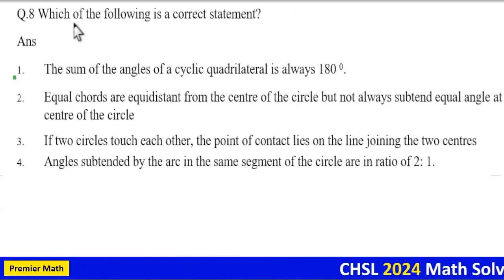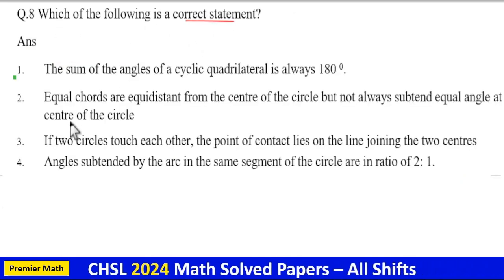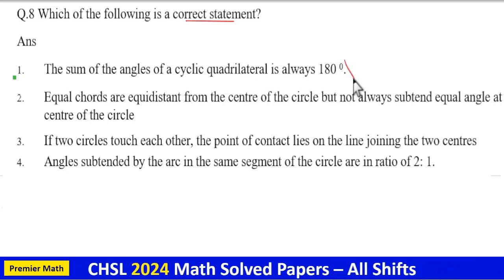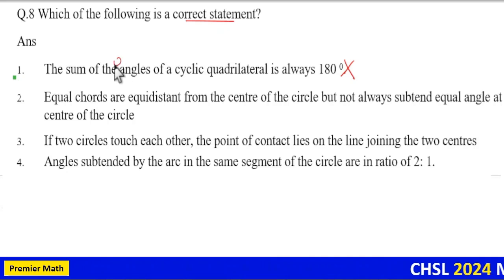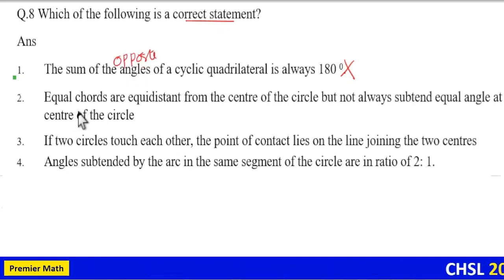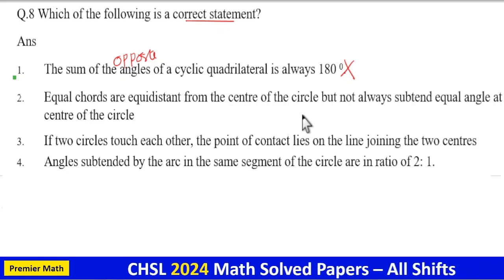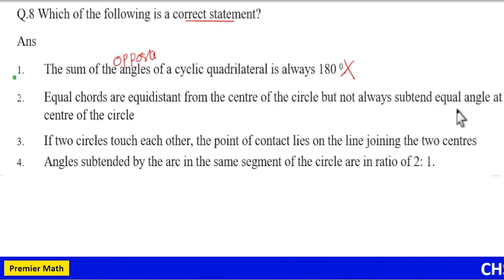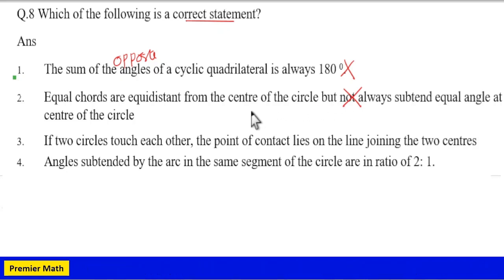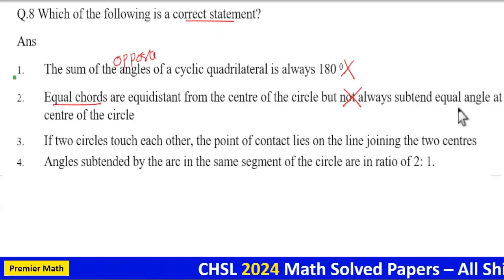Which of the following is a correct statement? Sum of angles of a cyclic quadrilateral is always 180 degree. This is wrong because sum of opposite angles of a cyclic quadrilateral is 180 degree. Equal chords are equidistant from the center of the circle but not always subtend equal angle at the center of the circle.